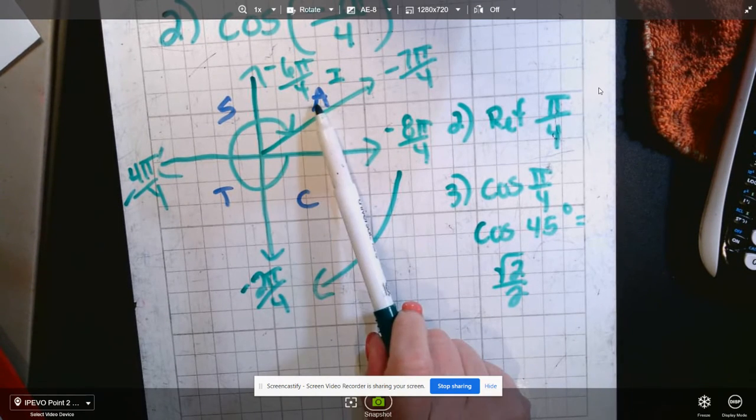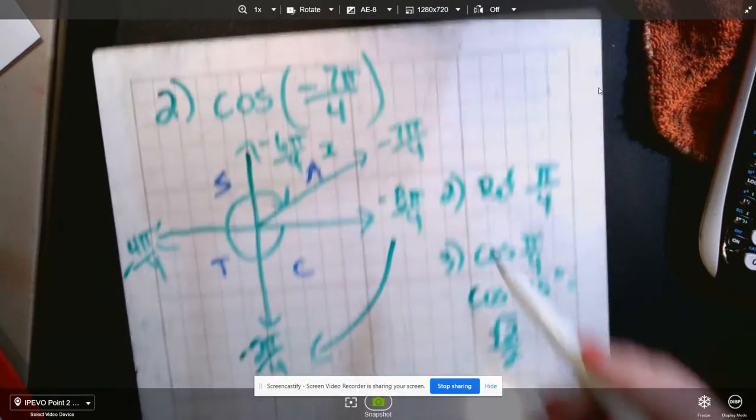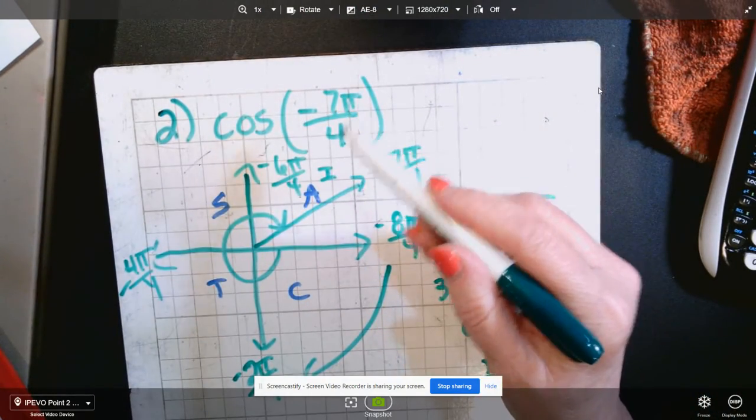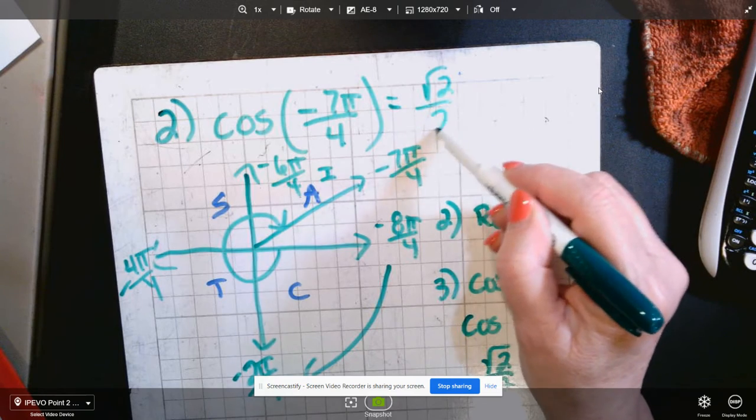The last thing I need to determine is, is it positive or negative? In this quadrant, I know everything is positive, so this will stay positive. So I know that the cosine of negative 7 pi over 4 is going to be positive square root of 2 over 2.